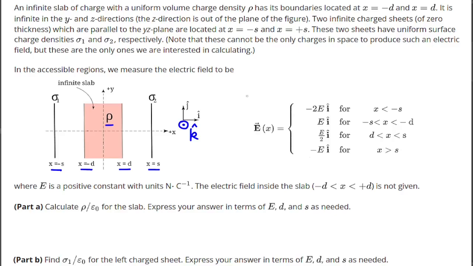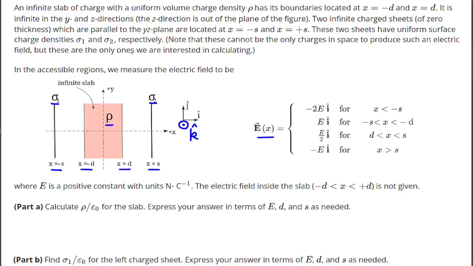These two sheets have uniform surface charge densities sigma 1 and sigma 2 respectively, and note that these can't be the only charges in space to produce such an electric field, but these are the only ones we're interested in calculating. So in the accessible regions, we measure the electric field to be as follows.